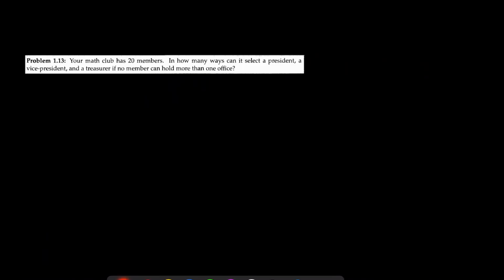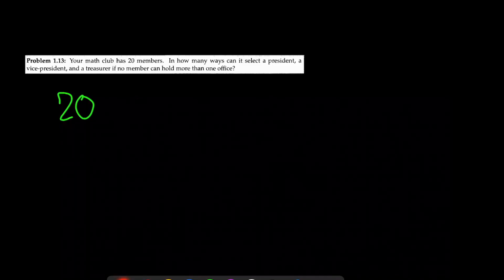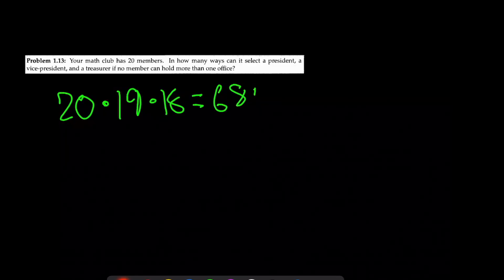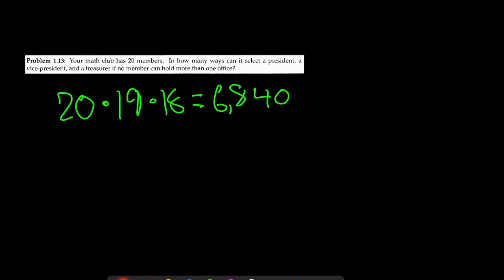So let's say we have a math club and it has 20 members. How many ways can it select a president, a vice president, and a treasurer if no member can have more than one office? Well, we have 20 members, so how many presidents can there be? There's 20 possible presidents. The vice president is everyone except the person who's the president, so 19, and treasurer 18. So what is 20 times 19 times 18? If you compute it, it comes out to 6,840. So that's how many ways there can be.